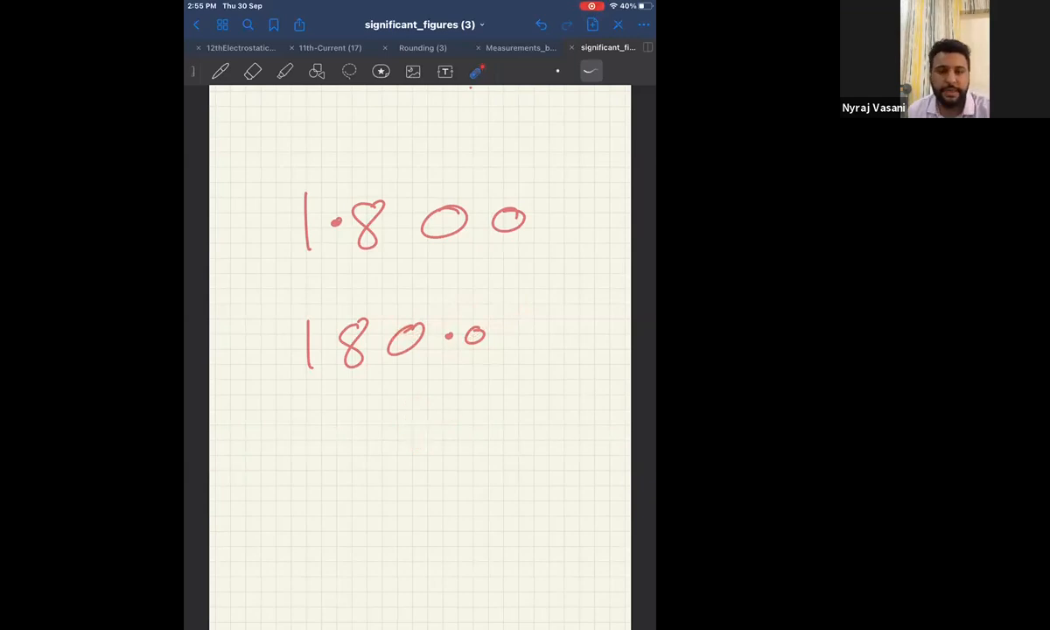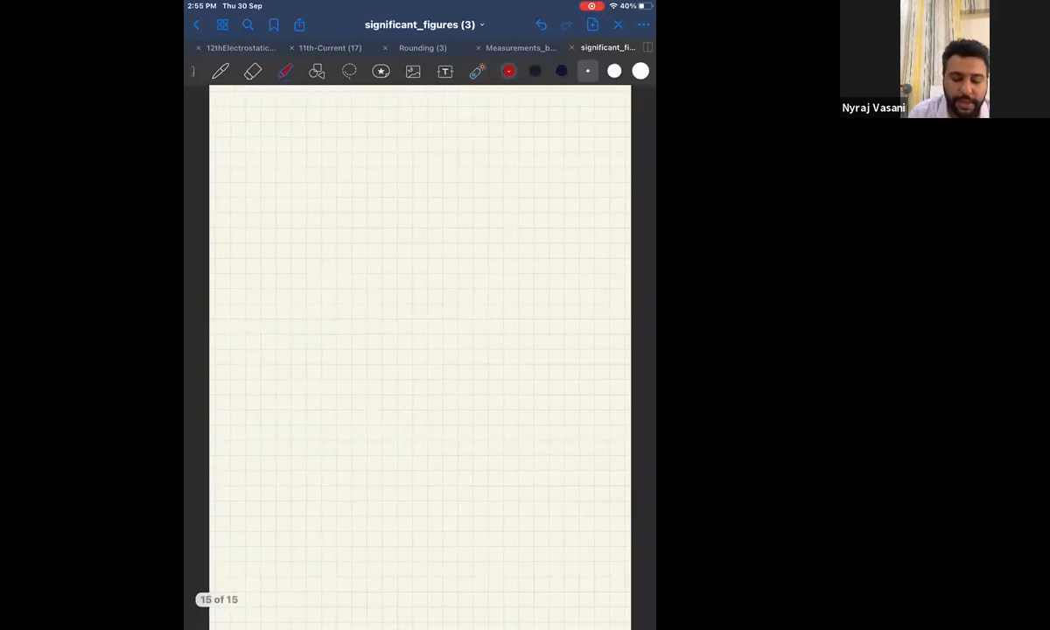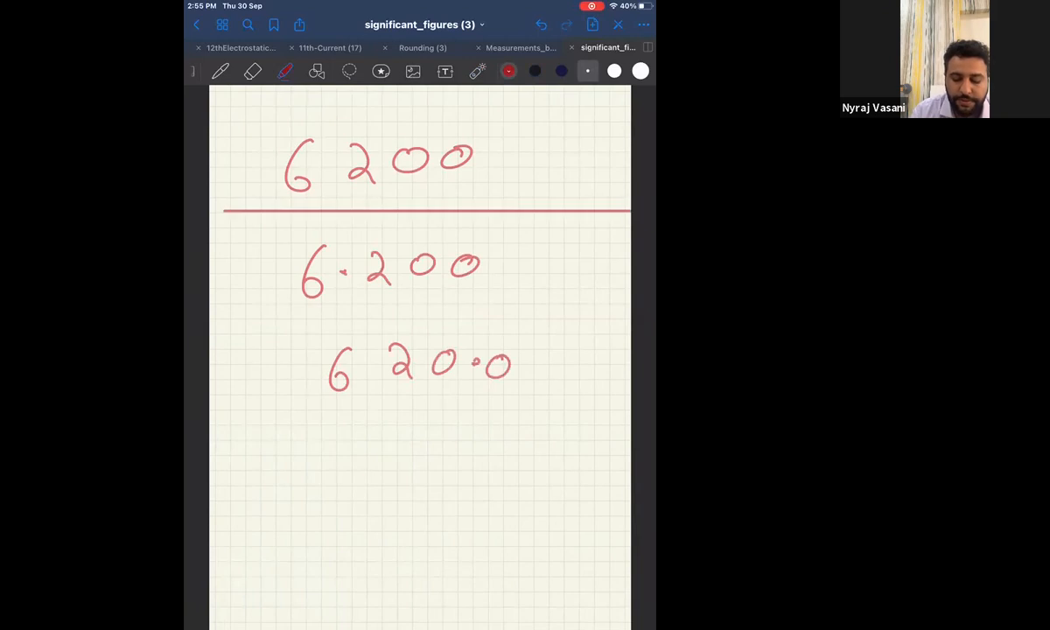Did you get it? Now, tell me with the same logic, only rule 4: 6200, 6.200, and 620.0. Tell me how many significant figures are there in each case. Give me all 3 answers together in a message. First, second, and third. All 3 are given.